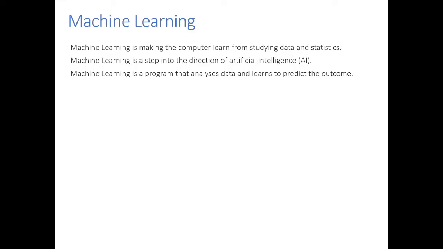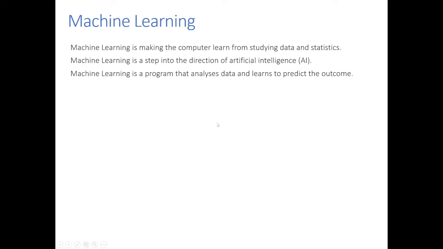Machine learning is making the computer learn from studying data and statistics. Machine learning is a step into the direction of artificial intelligence. Machine learning is a program that analyzes data and learns to predict the outcome. So that means that this is a step into artificial intelligence.